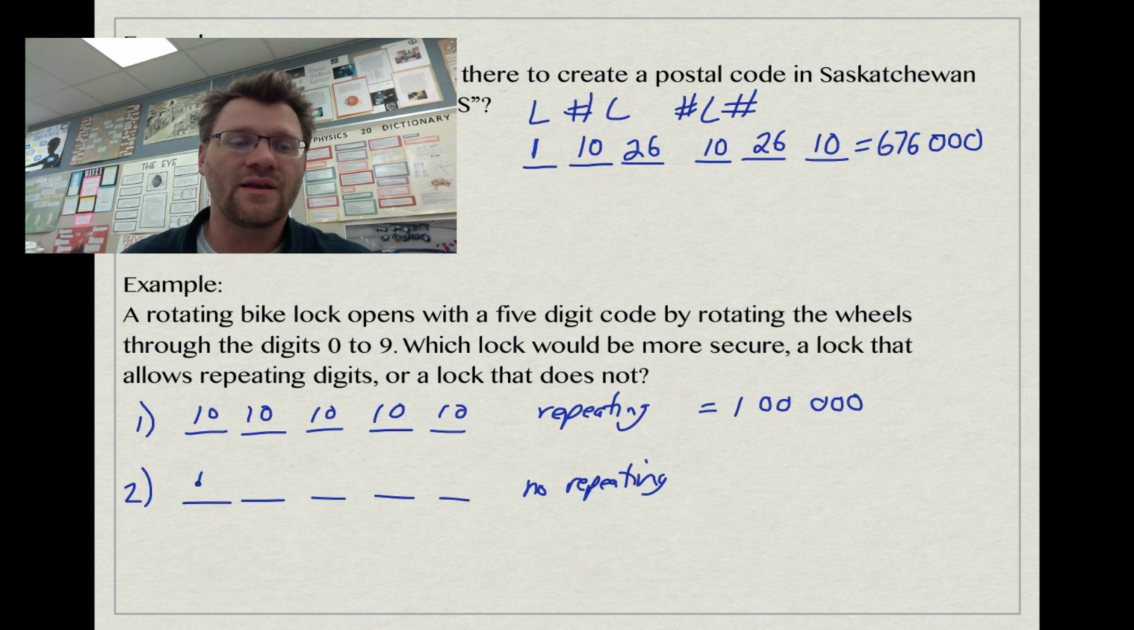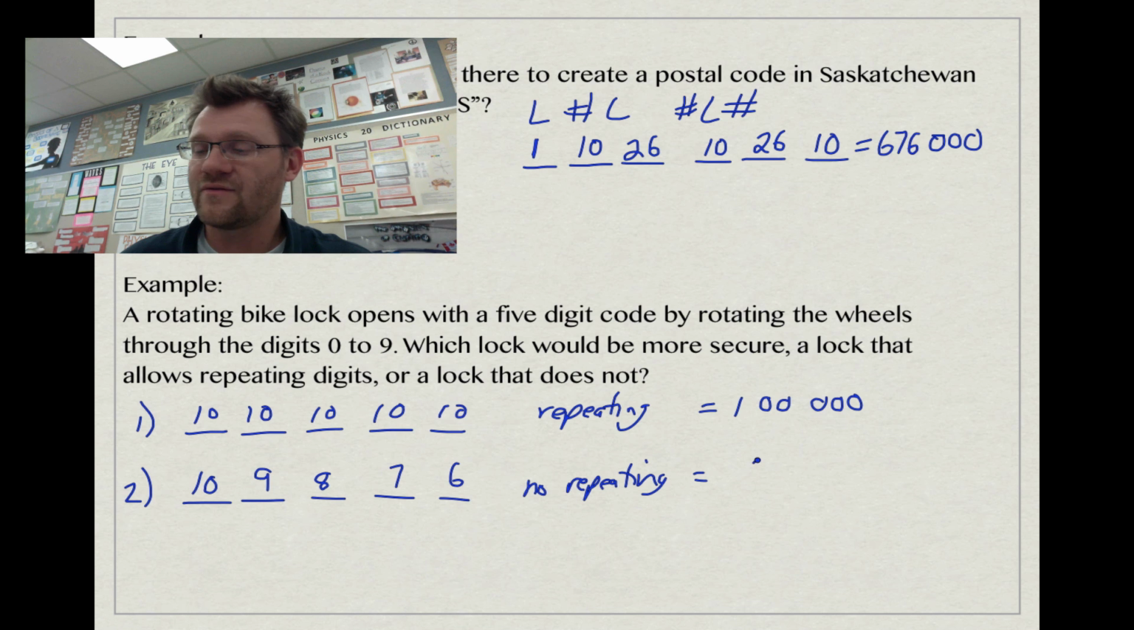So if we had an option of 10 digits in our first space, then we don't have 10 options anymore. We only have 9 for the second space. Now for the third space, we can't use that one or that one because it says we can't repeat at all. So that would be 8, and then 7, and then 6. And our answer there would be 30,240.